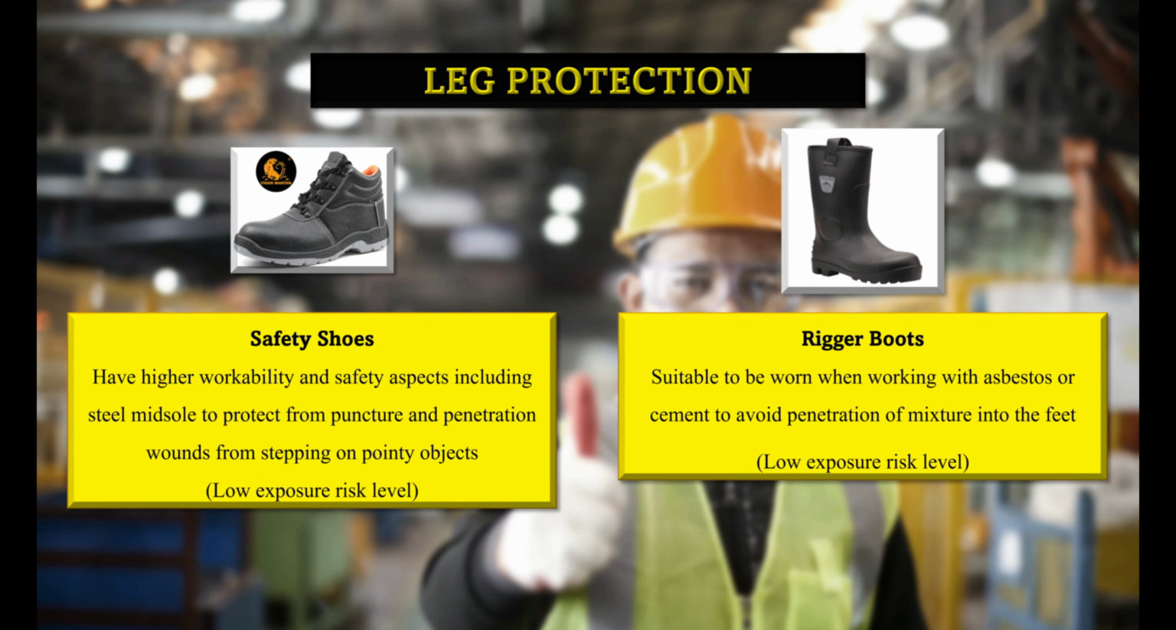Leg protection. Safety shoes have higher workability and safety aspects, including steel midsole to protect from puncture and penetration wounds from stepping on pointy objects. The risk exposure level of the wearer after wearing safety shoes is low. Rigger boots are suitable to be worn when working with asbestos or cement to avoid penetration of mixture into the feet. The risk exposure level of the wearer after wearing rigger boots is low.